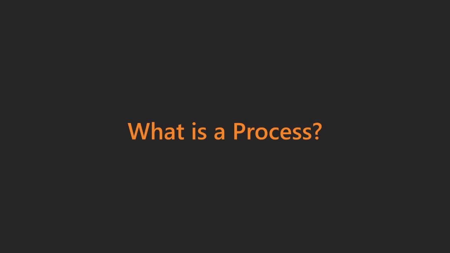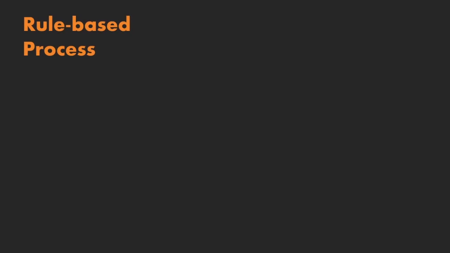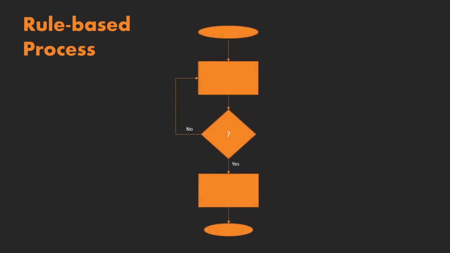Now, as we were talking a little bit about processes, let's understand what it is, because it's cardinal for you to understand what a process is when you're talking about RPA. A rule-based process, which we also saw, is nothing but a flow chart, as we have always seen, a series of actions which we do to achieve our goals.